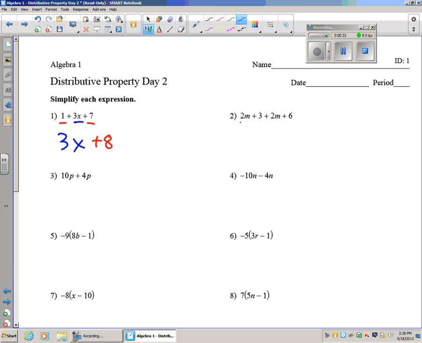Number 2, you got 2m plus 2m. 2 plus 2 is 4m. Then you got the numbers. 3 plus 6 is 9.